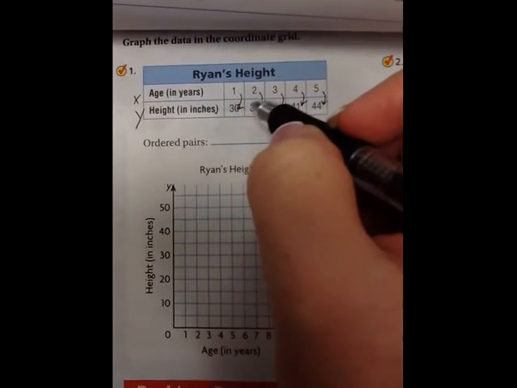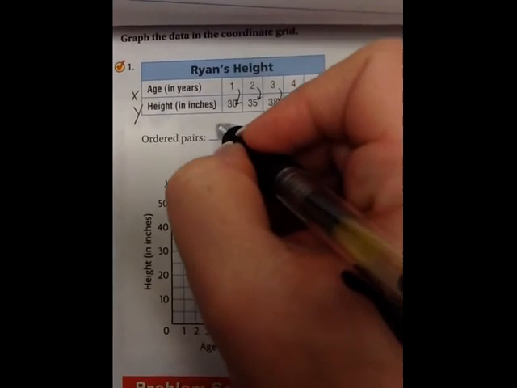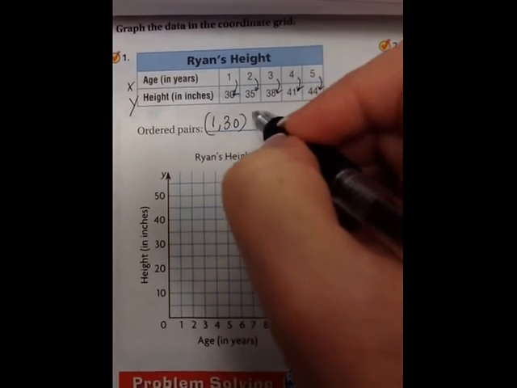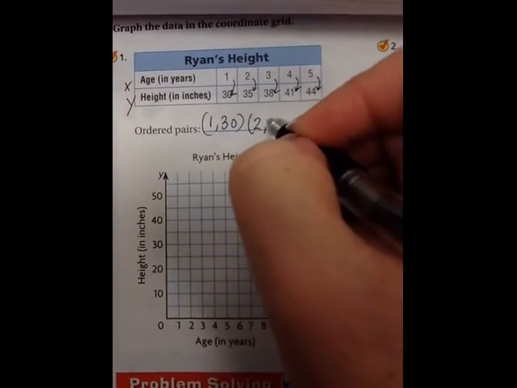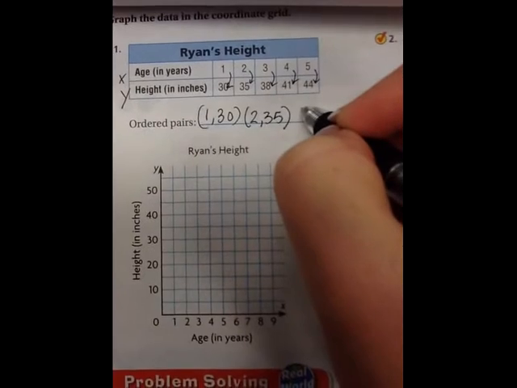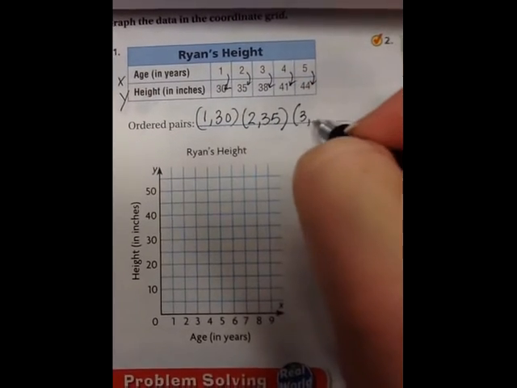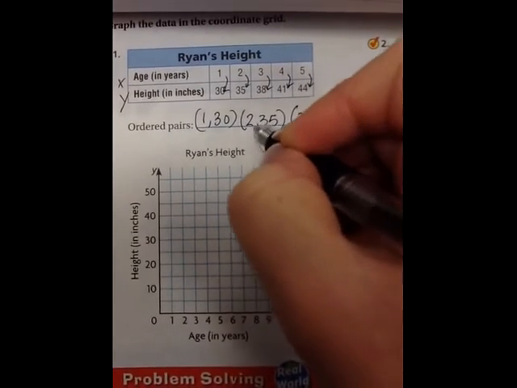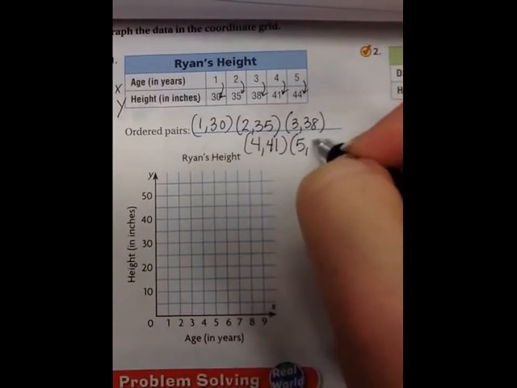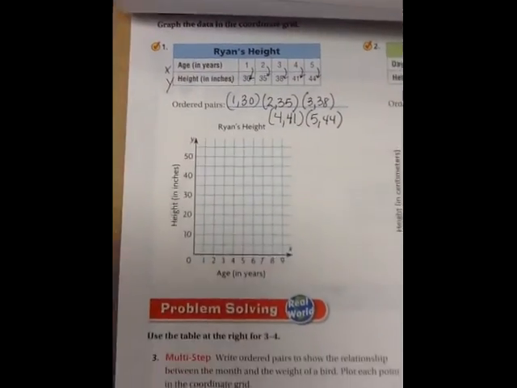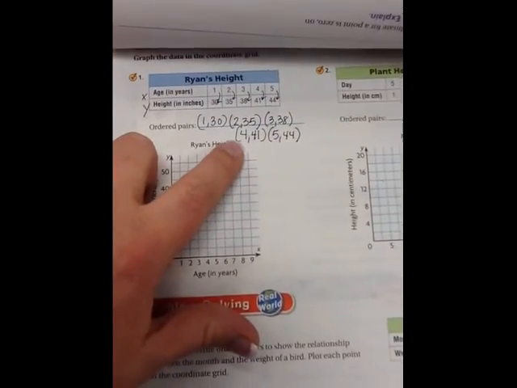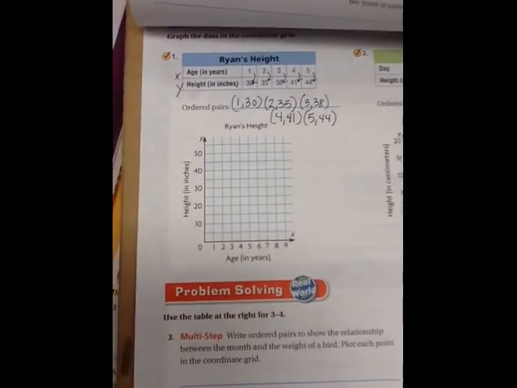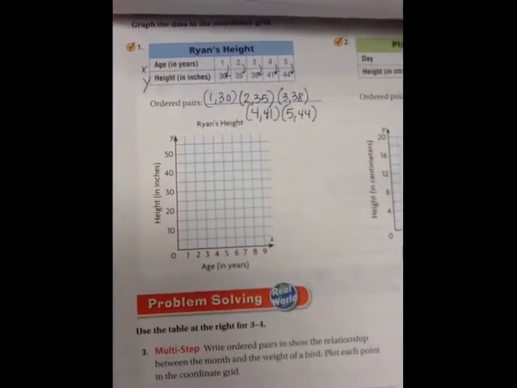So from there, again, this is your X and your Y. For age 1, you're at 30 inches. Age 2, you are 35 inches. Age 3, you're at 38 inches. Age 4, you're at 41 inches. And age 5, you're at 44 inches. And so now you're going to take those same ordered pairs and you're going to plot them in this coordinate grid. Okay, so you're going to do that now.